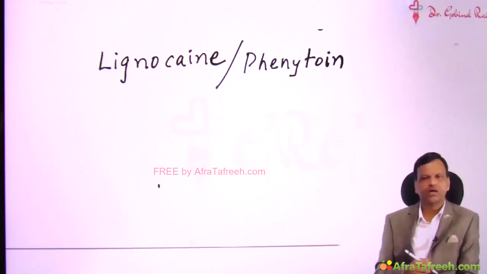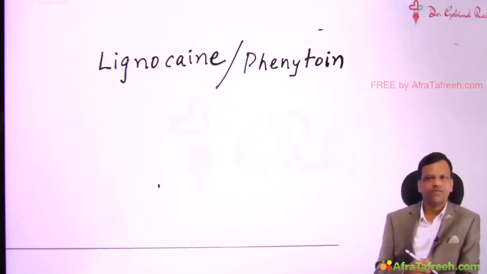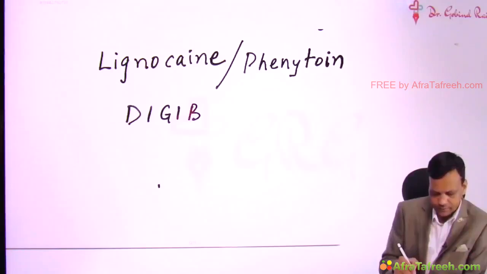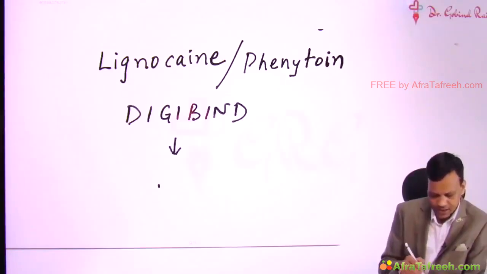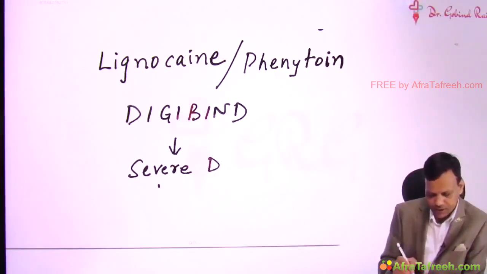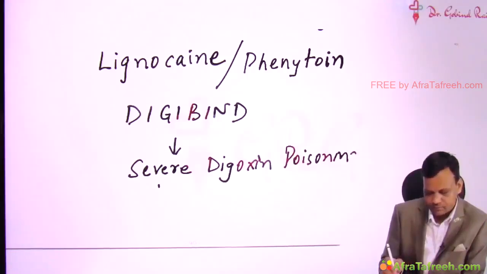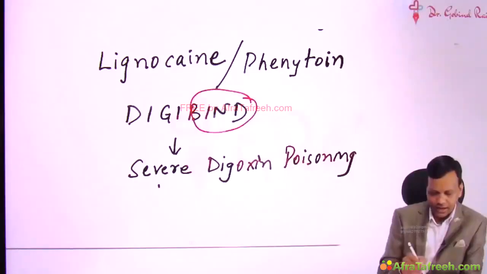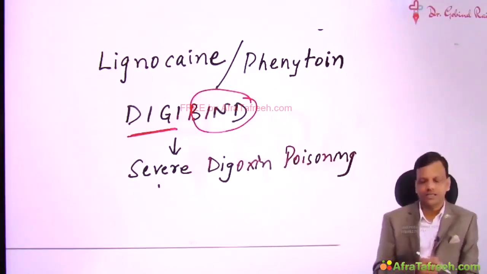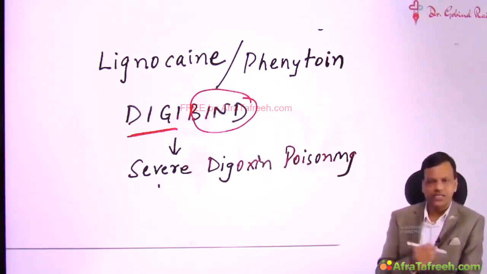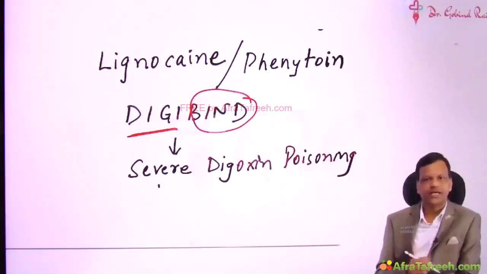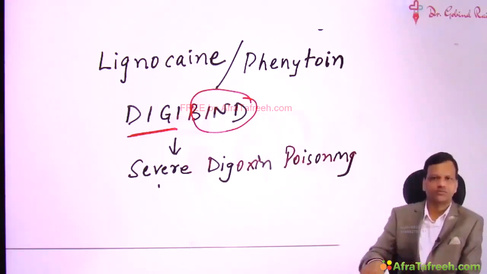Now, if the arrhythmias are not controlled even with antiarrhythmic drugs, then we will need to give one more drug, which is called digibind. Digibind is indicated in severe digitalis poisoning, severe digoxin poisoning. As the name tells, it will bind digitalis and remove it. Digibind is a monoclonal antibody against digitalis.